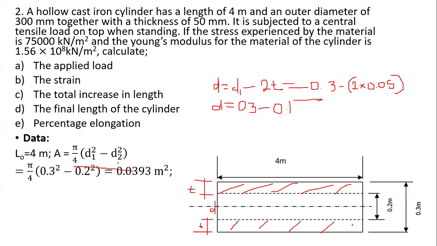Then let's do the substitution. So here now I have 0.3 squared minus 0.2 squared, giving me this value for the area. Then stress, it says 75 kilonewtons per square meter. So it's 75 million. The other one, again, it's kilo here. So if I say 10 power 3, then times 10 power 8, it becomes 10 power 11.